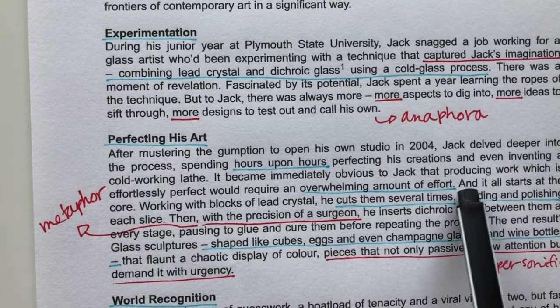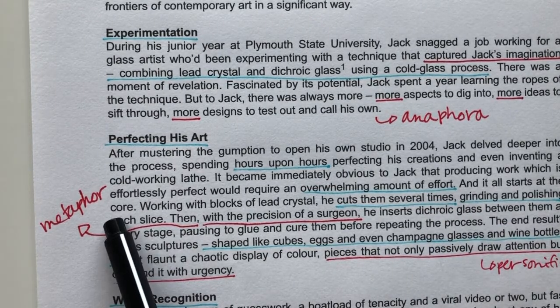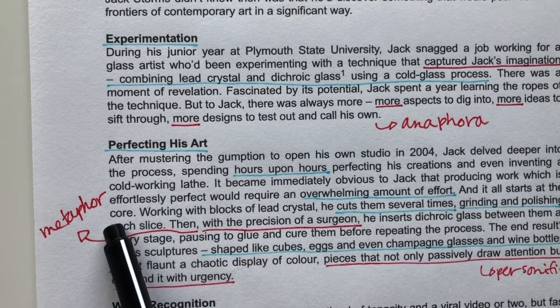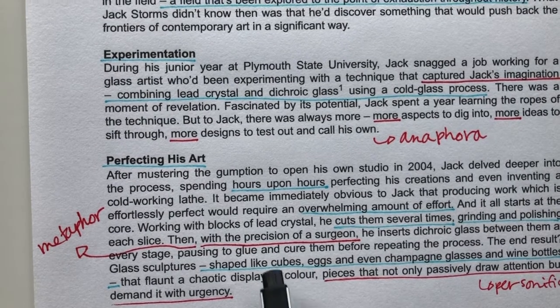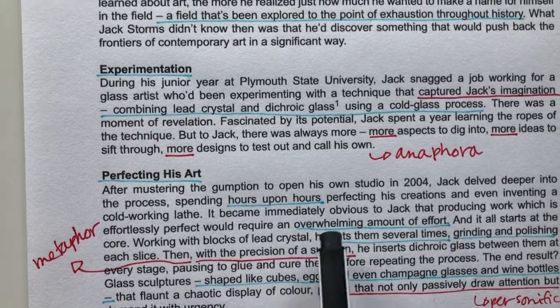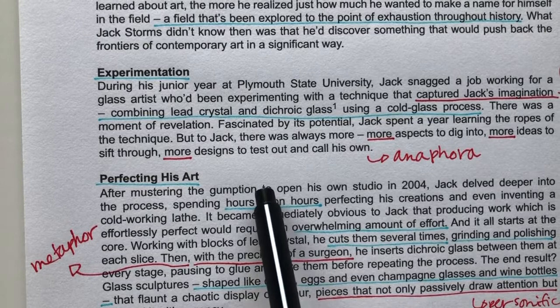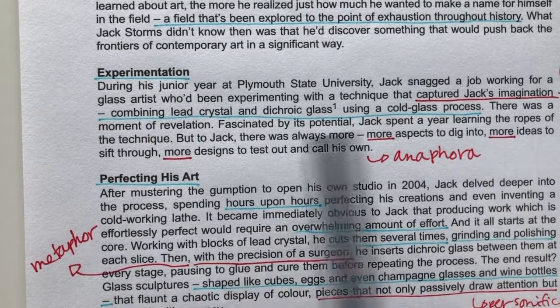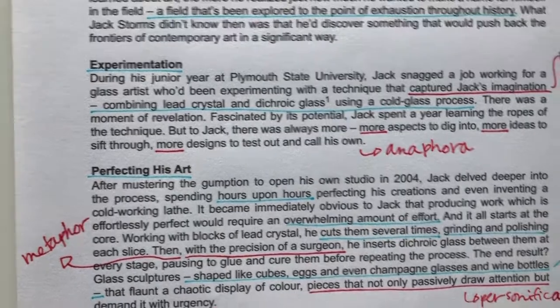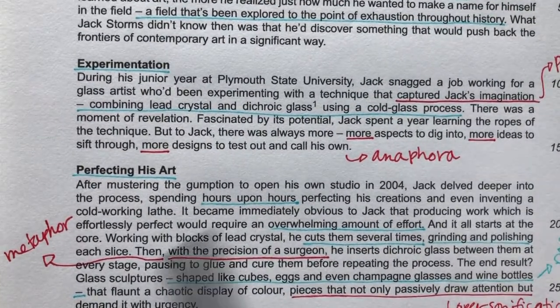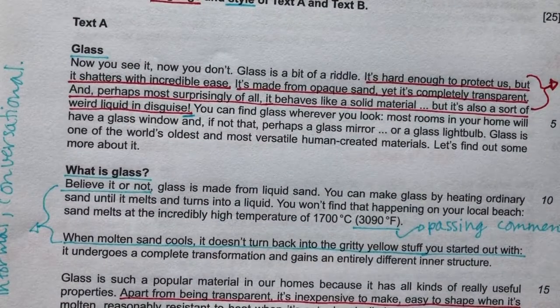So here is an example, and it all starts at the core. That's one short one. Another short sentence. I saw another one, which is, try to find it. There was a moment of revelation. Again, short. So here you could probably spot a few short sentences, but there aren't many over here in text A.